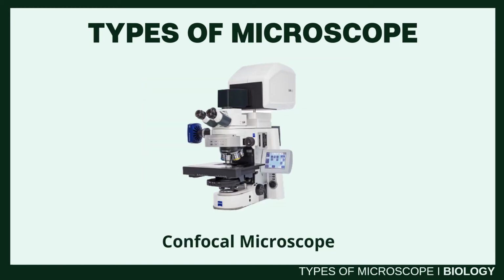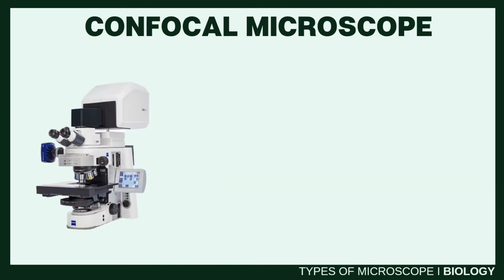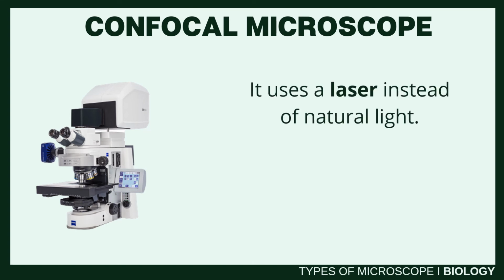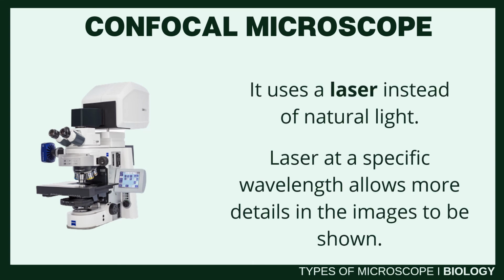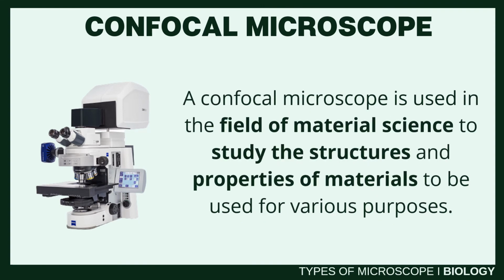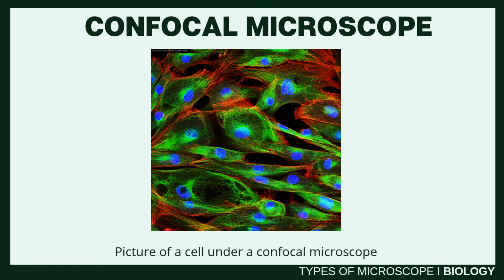Another type of microscope is the confocal microscope. A confocal microscope uses laser instead of natural light. The laser allows more details in the image of the specimen. This microscope is essential in material science when studying the structure and properties of a material. This is an image of a sample specimen observed under a confocal microscope.